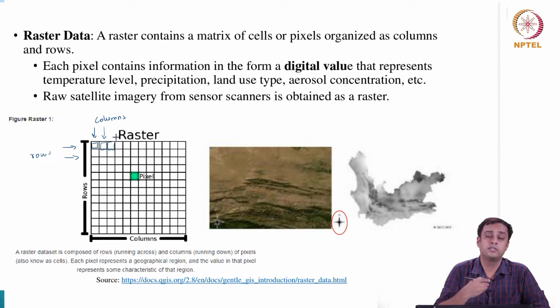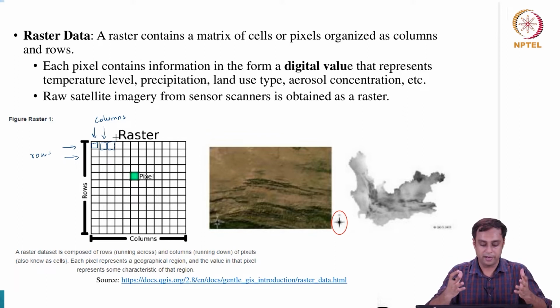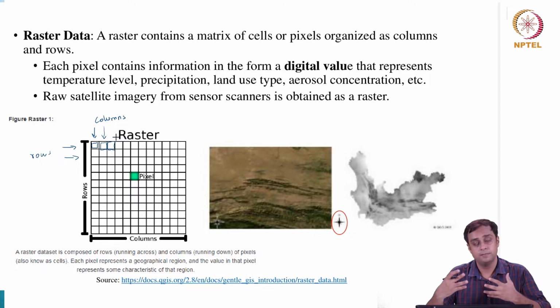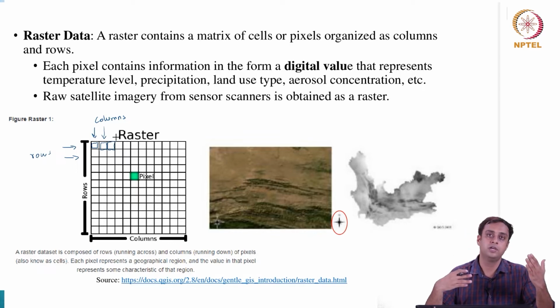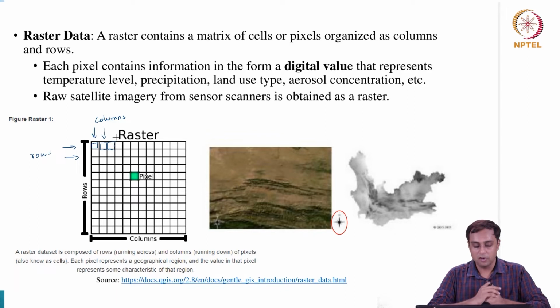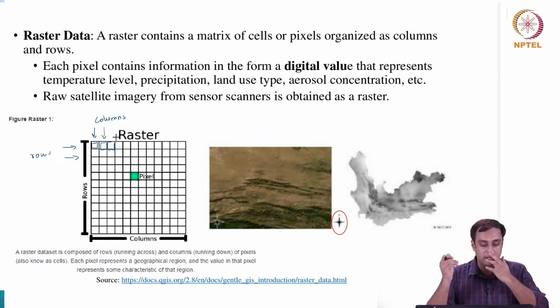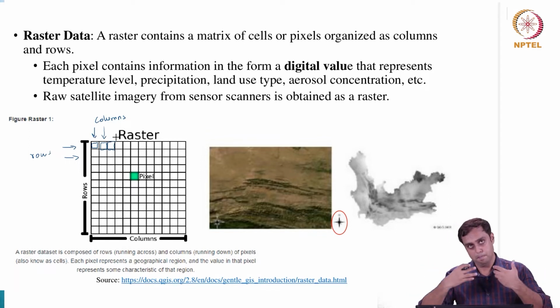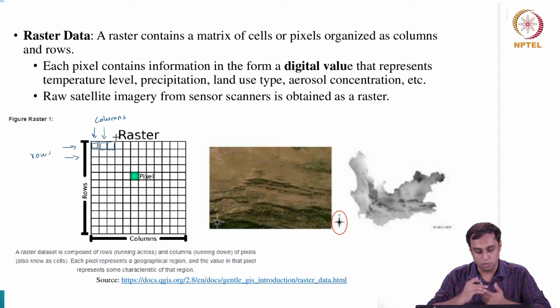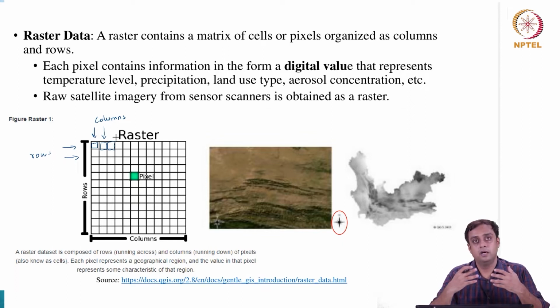Each cell stores a unique digital value. And this digital value, when put together in a matrix of rows and columns, allows us to visualize. So, each pixel contains information in the form of a digital value. Now we are quantifying information from an image to a measure, and this digital value can represent multiple things, almost anything you can think of which can be sensed remotely or can be put on an image which is spatially delineated.